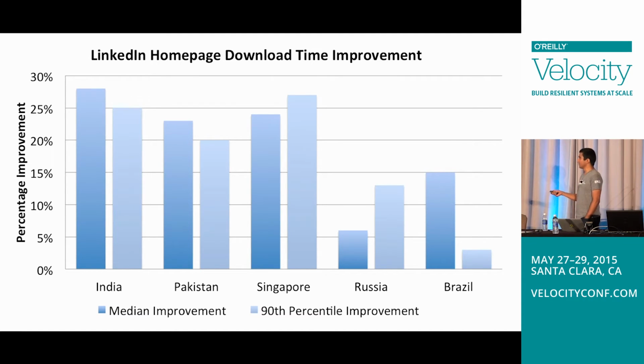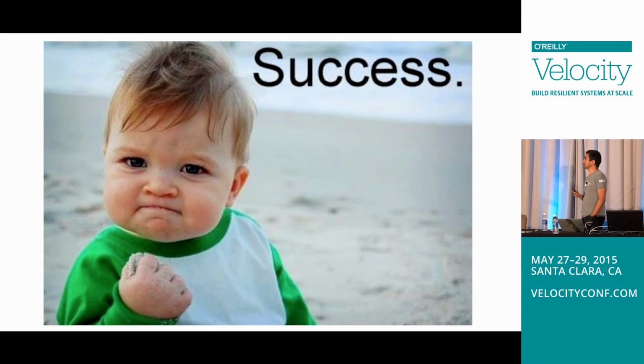Russia and Brazil were cases where they were already close to a POP, but just badly assigned. We did the audit and figured out Russia should go to Dublin and Brazil should go to our East Coast POP, and that already gave us around 10% improvement. Success, right? That's how it's done.